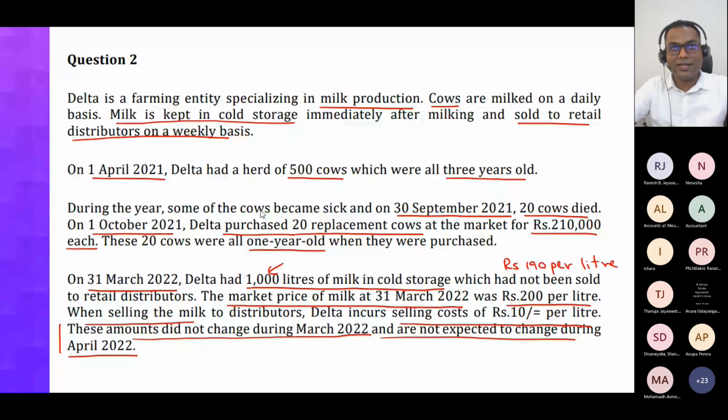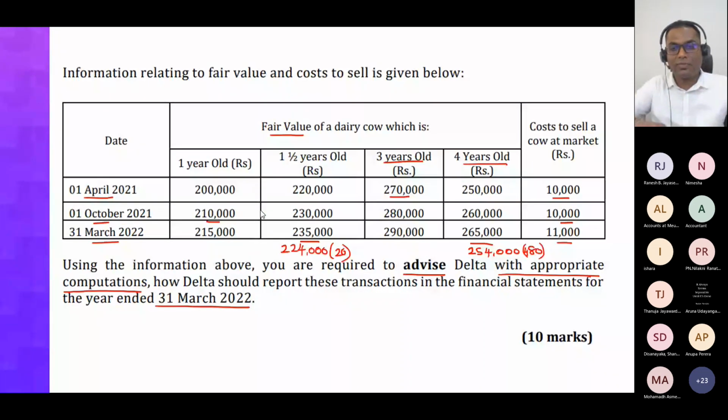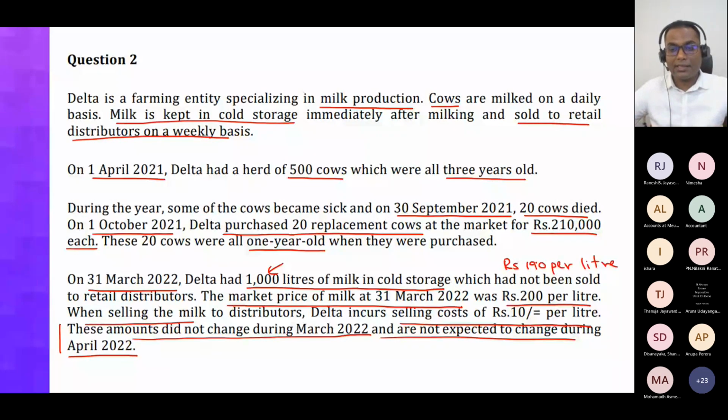Yes, I understood. When you measure it at 190, the double entry that you pass is 190,000 debit agricultural produce, credit to the PNL. Actually, that 10 is already charged to the PNL. Otherwise, if selling cost is not there, it would have been 200,000 credit to the PNL. Why is it 190,000 credit to the PNL? Because 10,000 is already charged. And you don't show that as a separate double entry because there's no cash payment in this situation, compared with the purchasing of 20 cows.